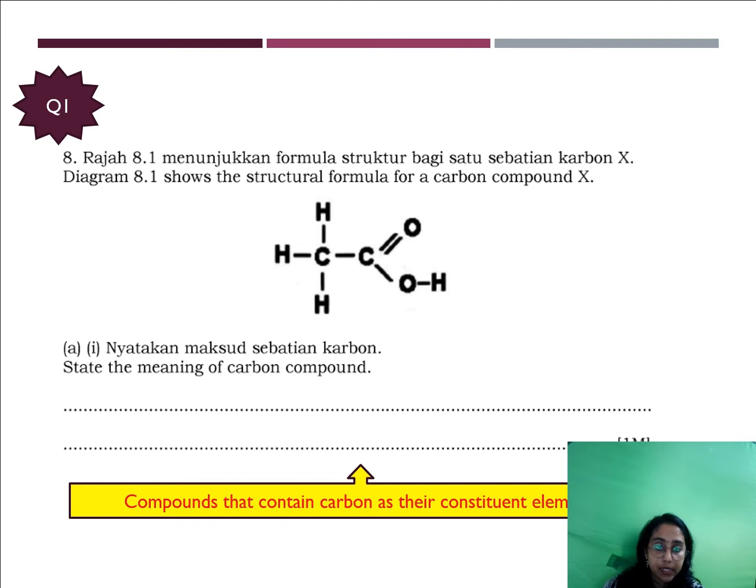Okay, this is an example of a question that came out in Paper 2. So what they have done is they have shown the structural formula for a carbon compound X, and then they ask you to state the meaning of carbon compound. Okay, the requirement here, they are asking you to state what is a carbon compound. So what is a carbon compound? A compound that contains carbon as its constituent element.